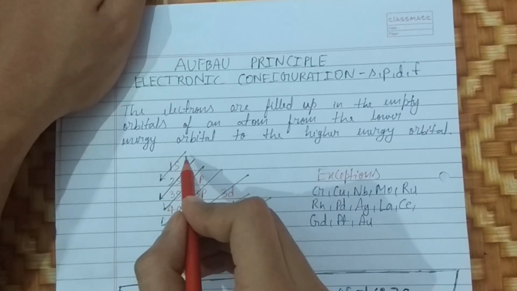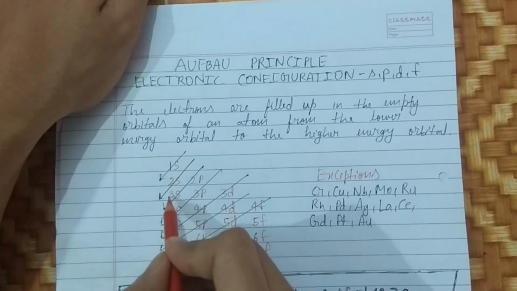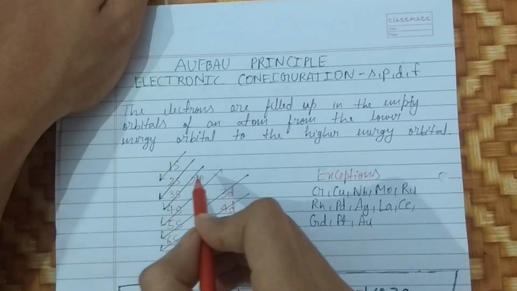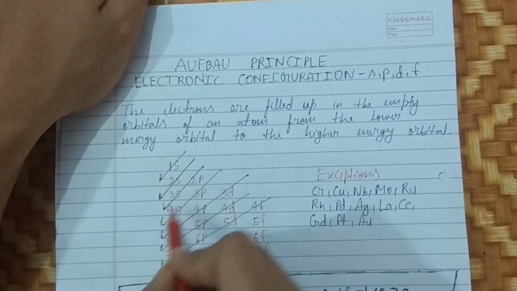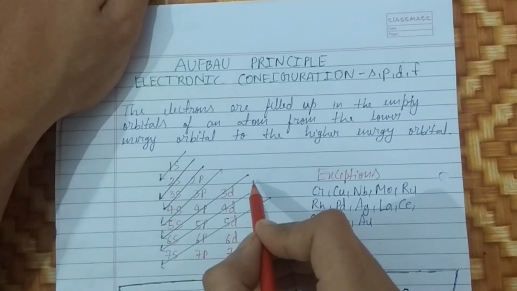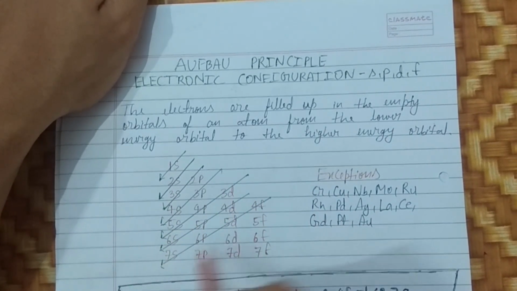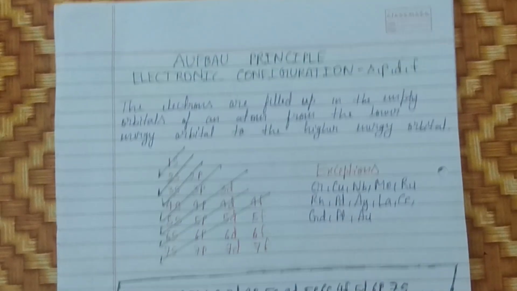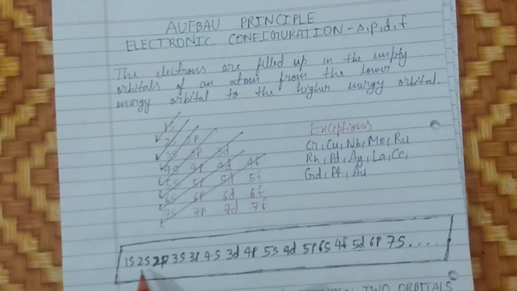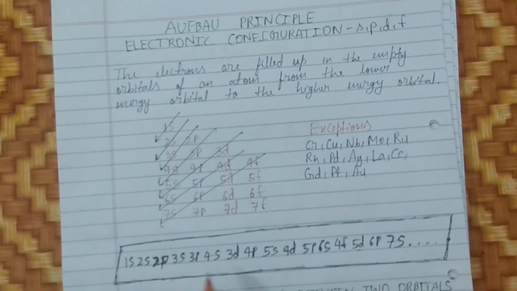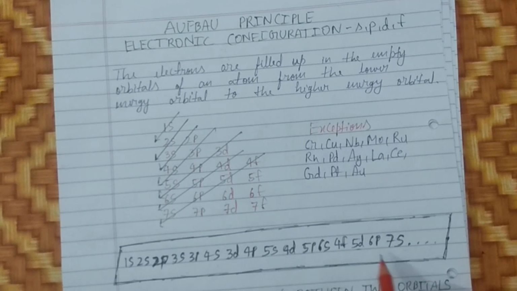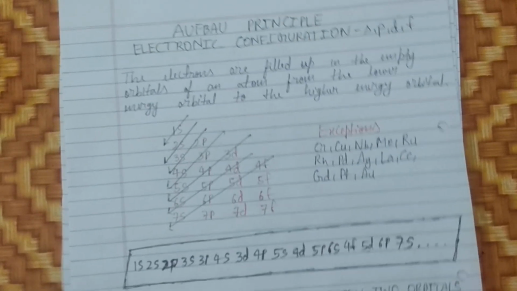For example, it will be 1s, then 2s, then 2p, then 3s, then 3p, 4s, then 3d, 4p, 5s, then 4d, 5p, 6s, and so on. So I have written here, as you can see, 1s, 2s, 2p, 3s, 3p, 4s, 3d, 4p, 5s, 4d, 5p, 6s, 4f, 5d, 6p, 7s, and so on. Don't worry, I will show you the examples.